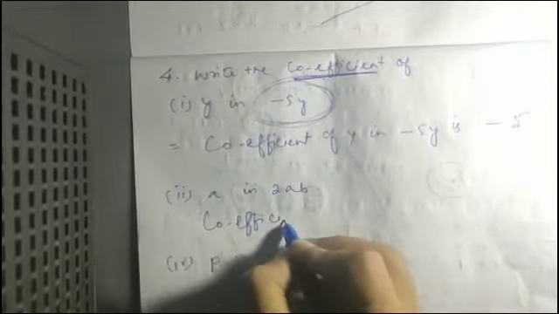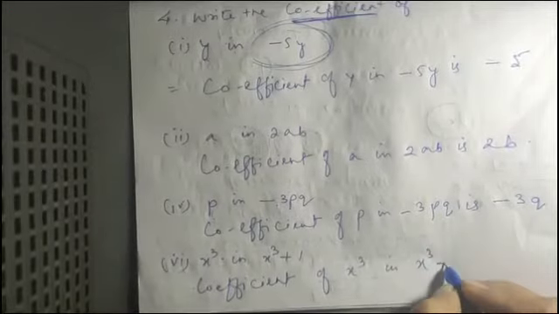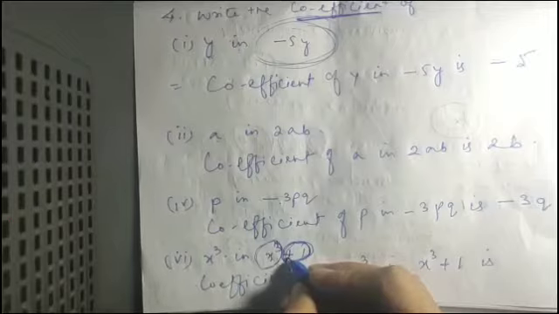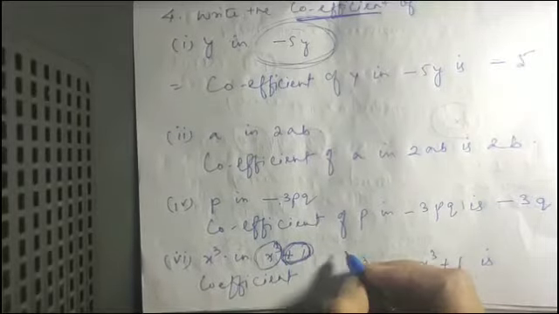Coefficient of x cube in x cube plus 1 is, now see here, this 1 is another term. This one is another term, nothing related with this term of x cube. Here no x cube is there. So this plus 1, since plus is there, has been separated as one term. So we cannot touch this plus 1. We are not going to calculate on this plus 1.